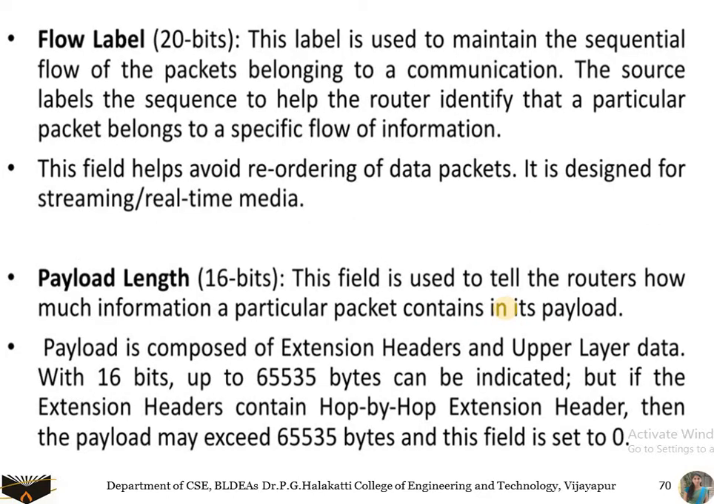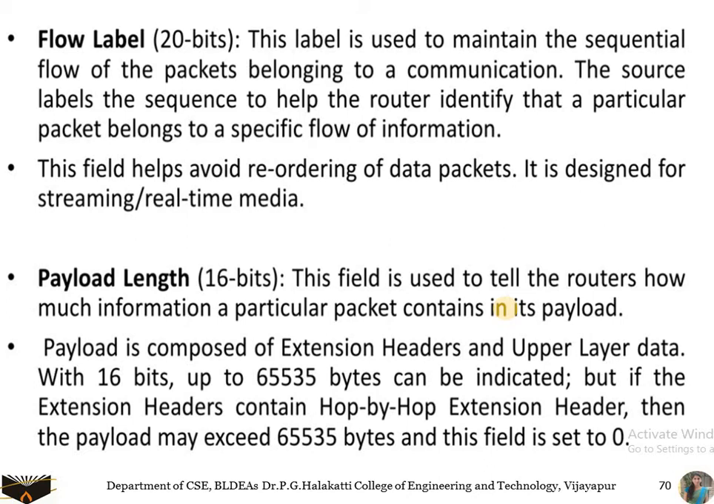Next we have the flow label, which is 20 bits. This label is used to maintain the sequential flow of the packets belonging to the communication. The source labels the sequences to help the routers identify that a particular packet belongs to a specific flow of information. So this flow label is used to maintain the sequential flow of the packets that belong to a communication.